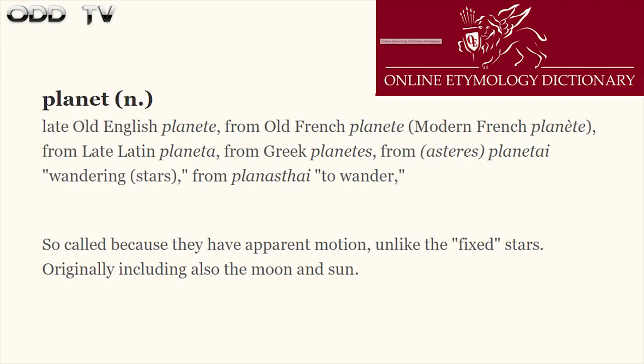Now let's keep going. From planisthai, to wander, so called because they have apparent motion unlike the fixed stars. Originally included also the sun and moon. Okay, so they move in a completely different way than the regular uniform stars that all move the exact same. Originally included the sun and moon. Also, Earth was originally not included because it's not a planet, it's a plane.